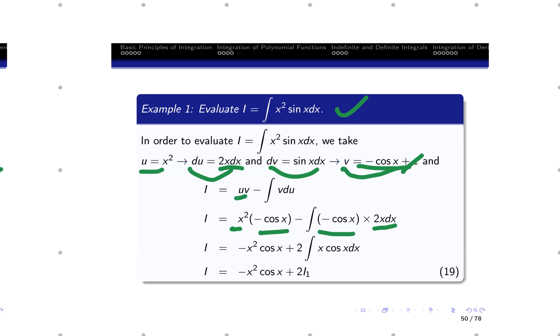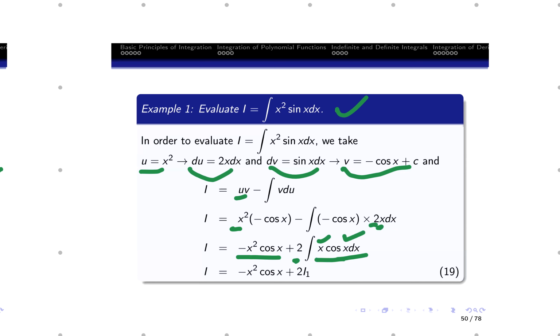So you just need to tidy up things now. You have x squared times minus cos x, that's minus x squared cos x. Then these two, you can bring that out. This is x here, so you have x cos x dx. So this is still a product of x and cos x, so we cannot integrate this one directly. So we have to go again.